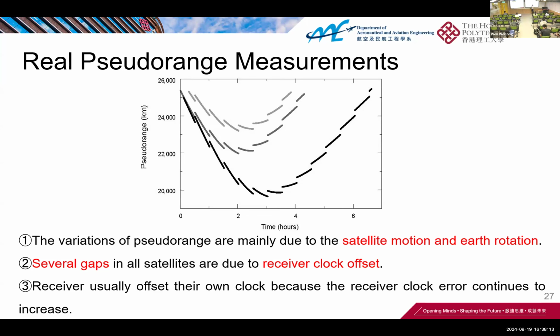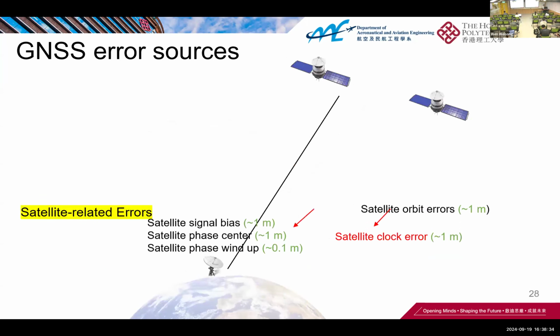The shoulder range is the measurement of the distance you receive from the satellite. It varies mainly due to the satellite motion and the Earth's rotation, because the Earth also rotates. This gap is because there's an additional error from the clock bias. So this is roughly the shoulder range.